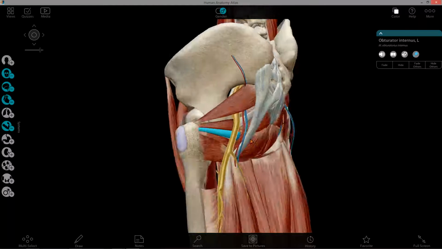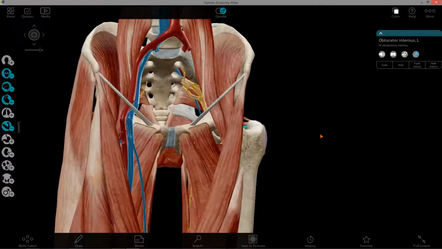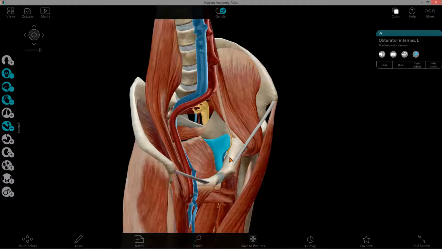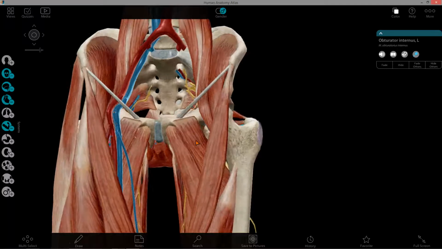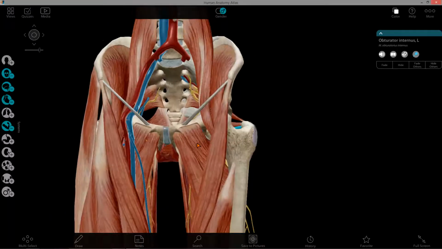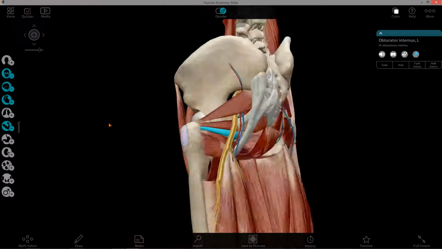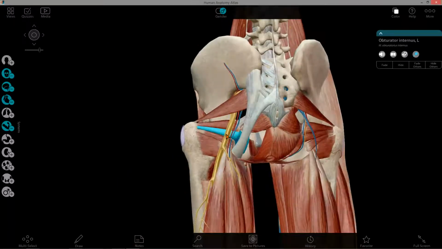Its proximal insertion, if I rotate to the front of our model and tilt this up here, you can see that its proximal insertion is on the inside of the obturator foramen, or the obturator membrane, whereas the obturator externus can be found on the outside of the obturator membrane. So you can see it attaches on the inside of the obturator membrane. And if I hide here, you can see that it wraps almost at a 90-degree angle around the ischial tuberosity in order to come back and around and attach to the greater trochanter.